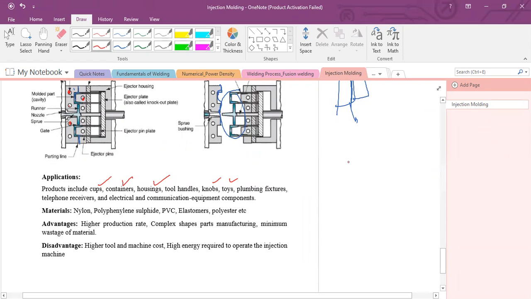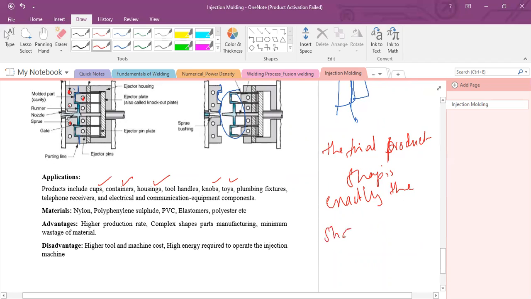But one important thing: the final product shape is exactly the same as the shape of the mold cavity. The mold cavity and the final product are similar in shape.